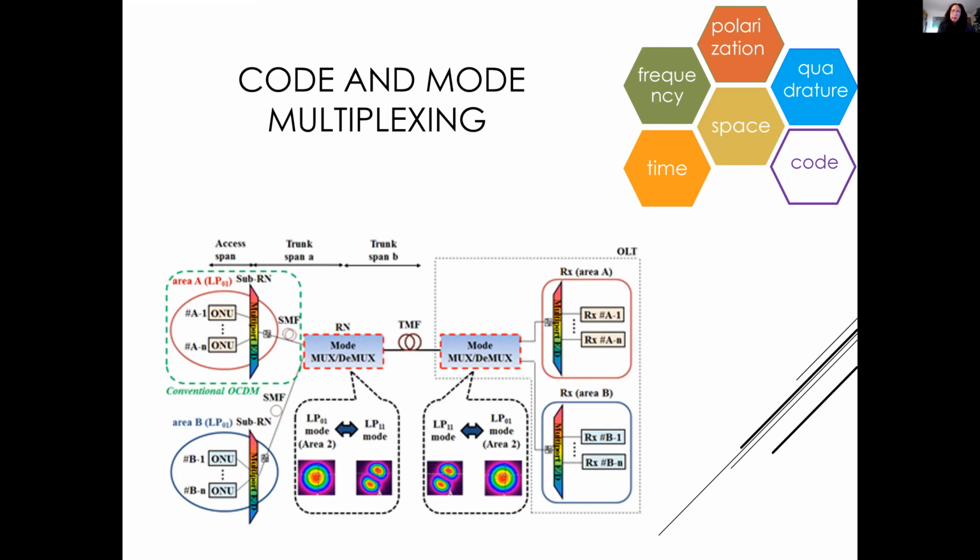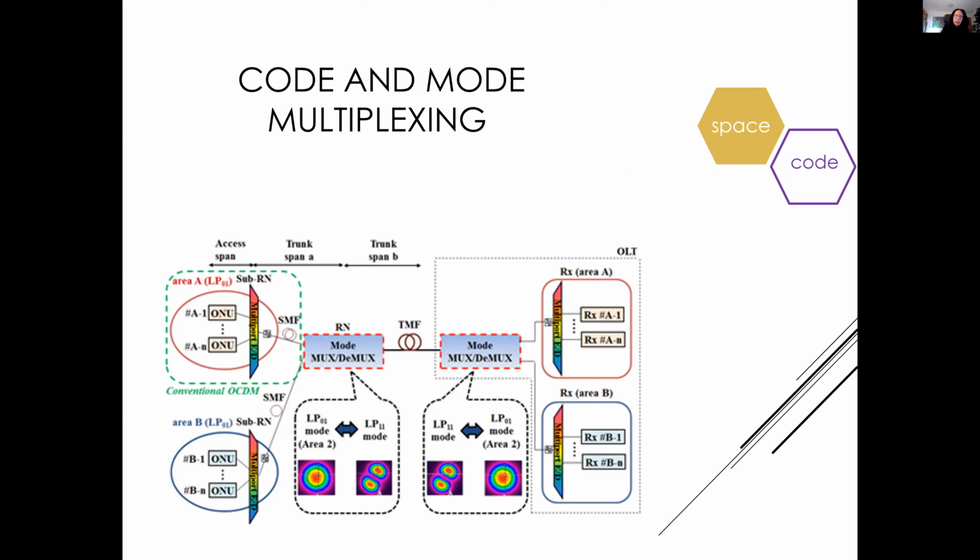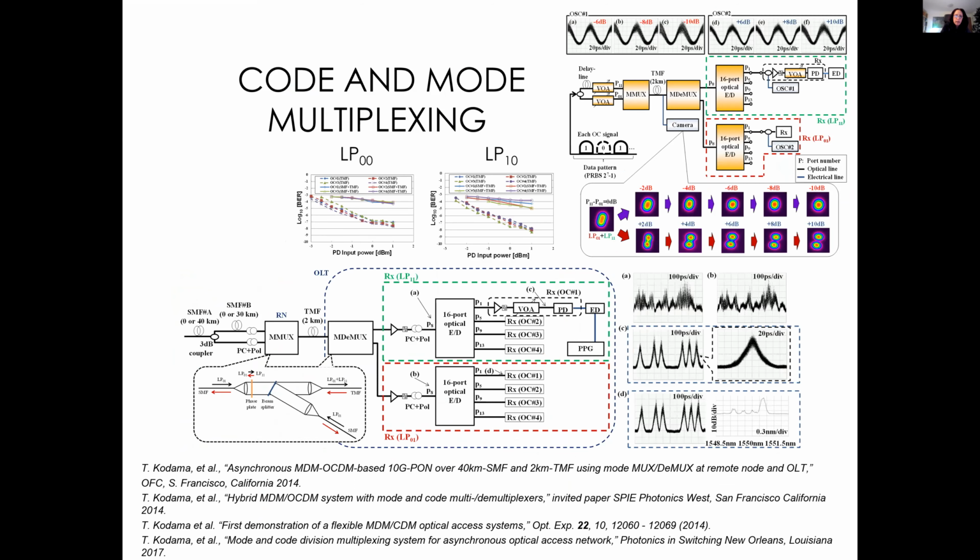And of course, mixing up the things, we started to mix code and space. So we use this system where we can transmit, for instance, 4 codes and 2 modes. And we can use this system, for instance, in an access network to simplify it and make it much more flexible.